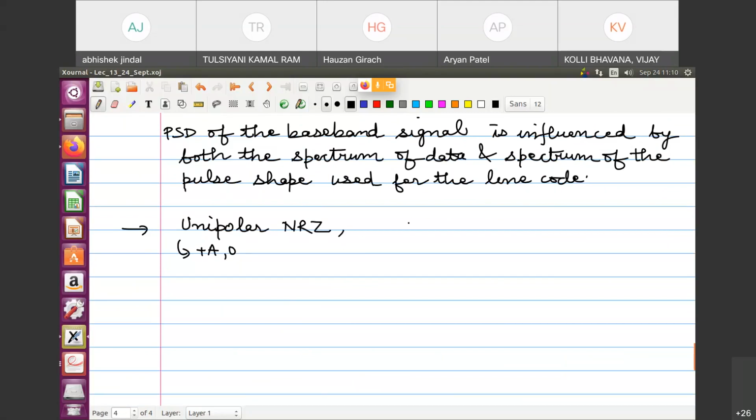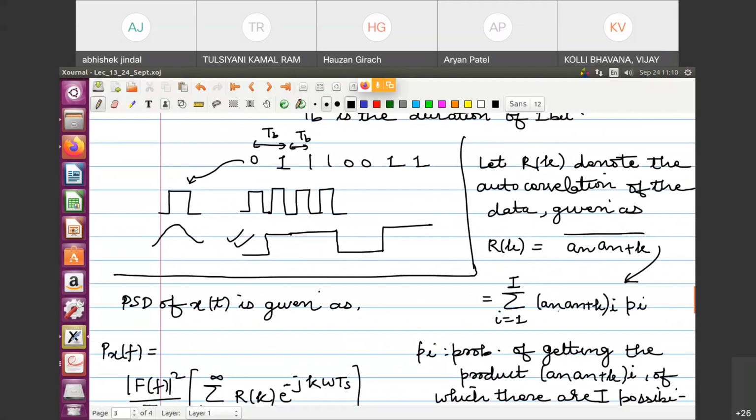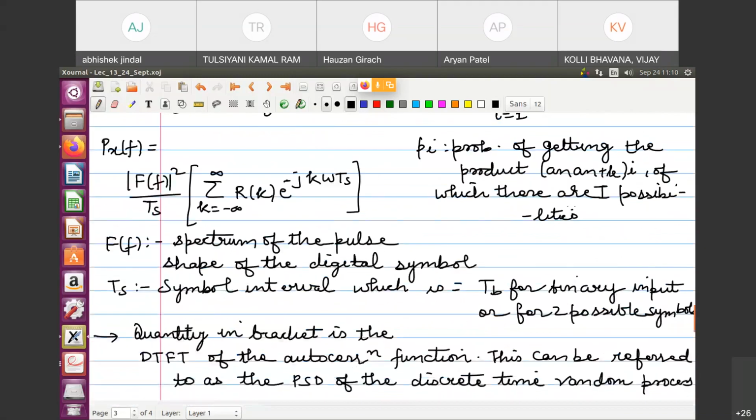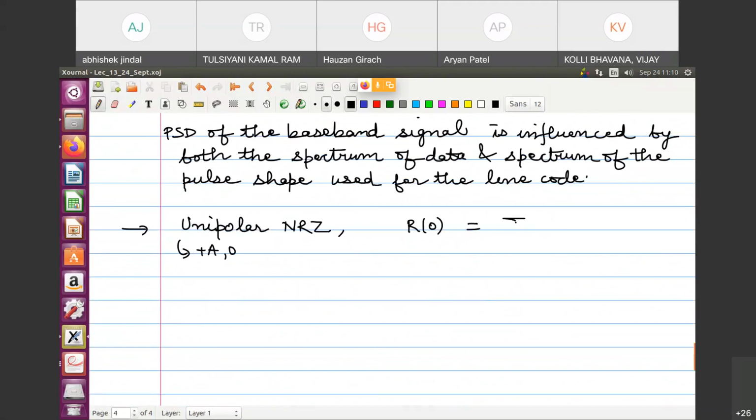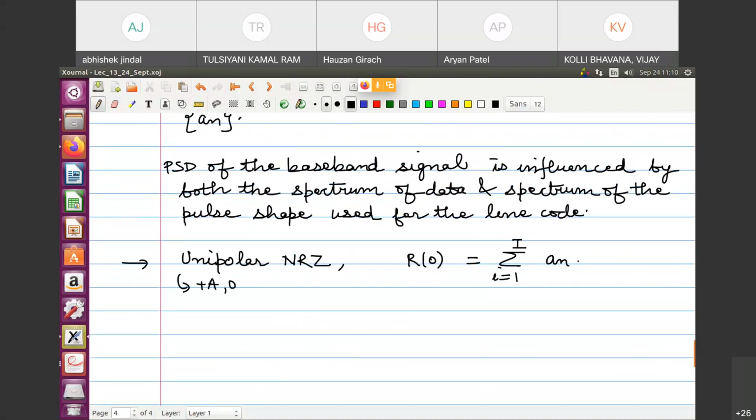So let us say we find out R of 0. Okay, here we set R of 0. So if you want to see a_n into a_n, let me write it down. R of 0 is summation i equal to 1 to I of a of n into a of n, p of n. Okay, so we have to check how many different values we can have. This is basically nothing but summation i equal to 1 to I of a_n square and the probability of having it.